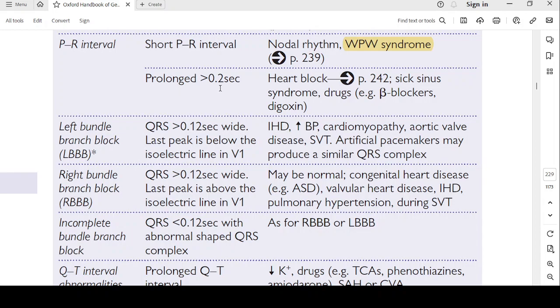Prolonged. 0.2 seconds is equivalent to one big square. Prolonged PR interval, that is more than one big square or more than 0.2 seconds. It could be a heart block, sick sinus syndrome, drugs, example beta blockers or digoxin.